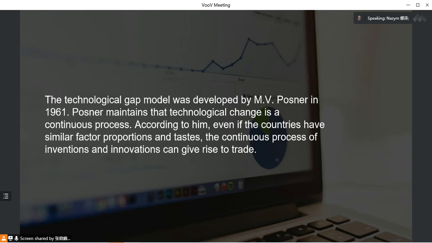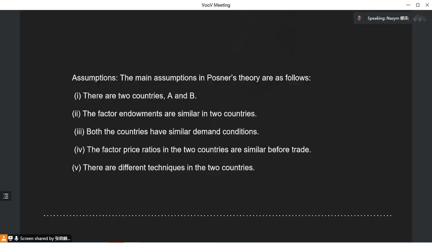Next slide, assumptions. The main assumptions in Posner's theory are as follows. There are two countries, A and B. The factor endowments are similar in the two countries. Both countries have similar demand conditions. The factor price ratios in the two countries are similar before trade. There are different techniques in the two countries.